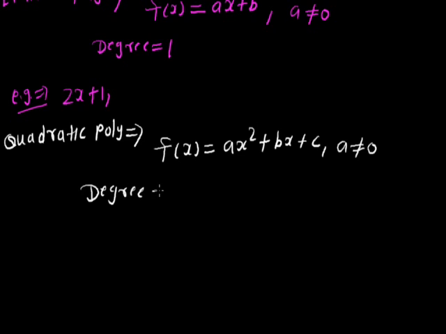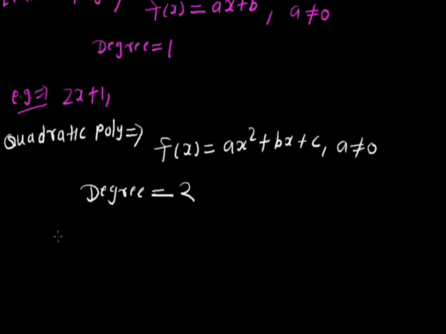For degree, what do we check? For degree we have to check the exponent of the variable in which our polynomial is defined. Here the variable in which our polynomial is defined is x, and the highest power of this variable x is 2. So the degree of this quadratic polynomial is 2.